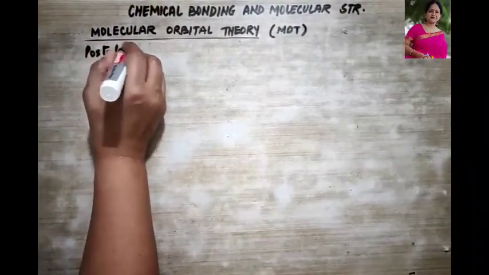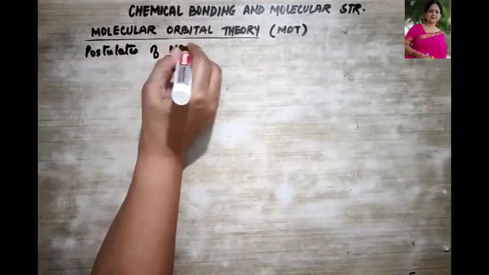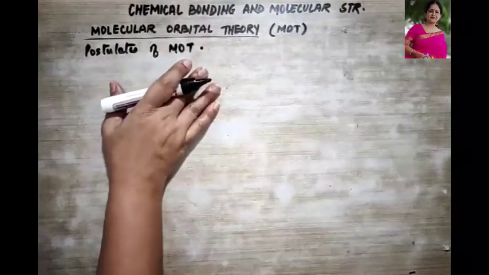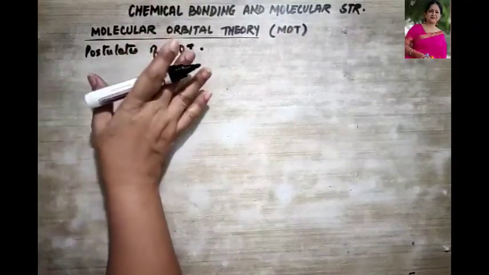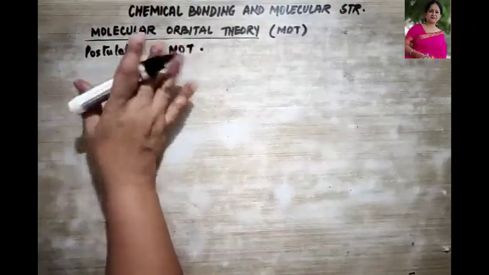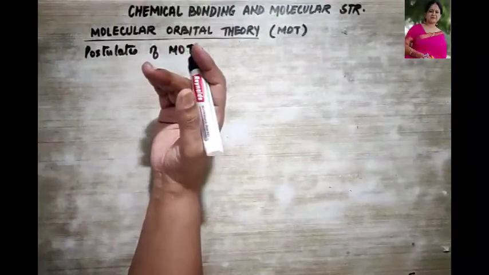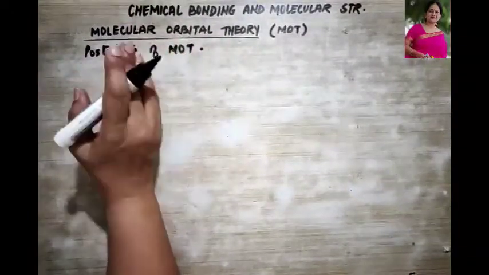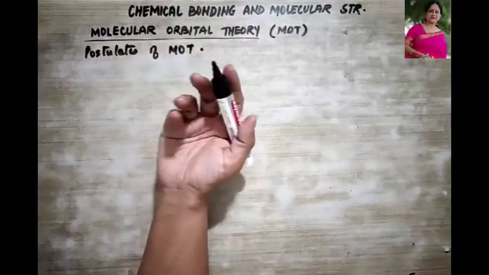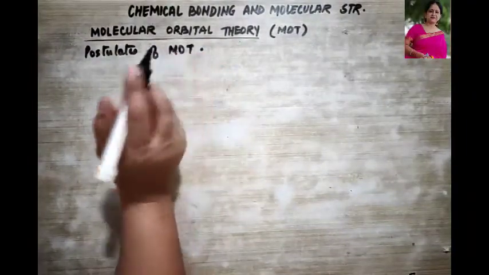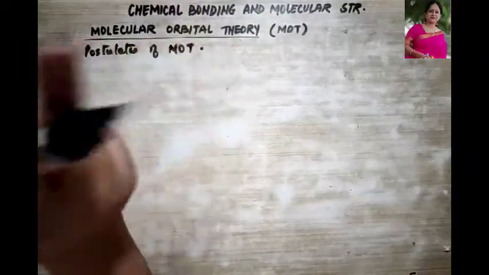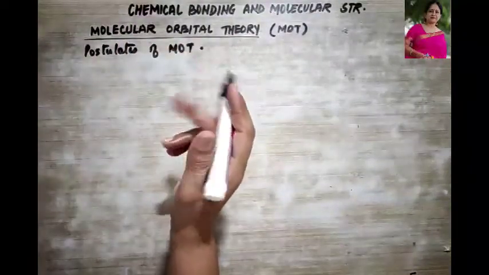Postulates of this molecular orbital theory. So the first postulate says that the electrons in molecules are present in various molecular orbitals, just as the electrons of an atom are present in various atomic orbitals. Okay, so once again, the electrons of atoms are present in the atomic orbital.